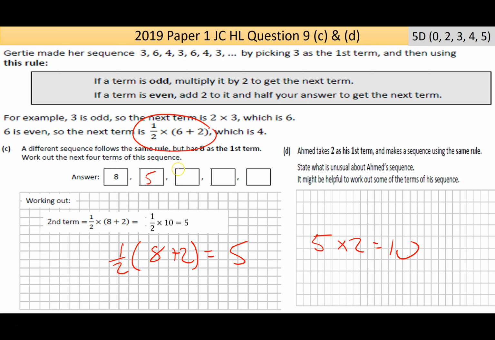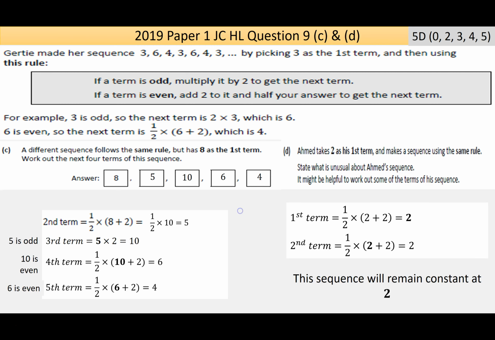That gets me 10. Now 10 is even, so it's a half times 10 plus 2, which is the same thing as a half times 12, which is 6. Now 6 is even, so you're adding 2 to it to get 8, dividing that by 2 to get 4. So that sequence will repeat, and we basically have our first 4 terms right there. And let's just try to show it.